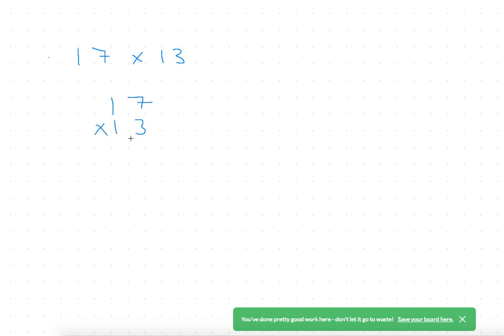Now it doesn't matter whether I write it like that or write it like that. It doesn't matter whether you put the 17 at the top or the bottom. Really, it doesn't matter, so don't hesitate in the exam wondering which way round to put it. Just put it any way round you like.